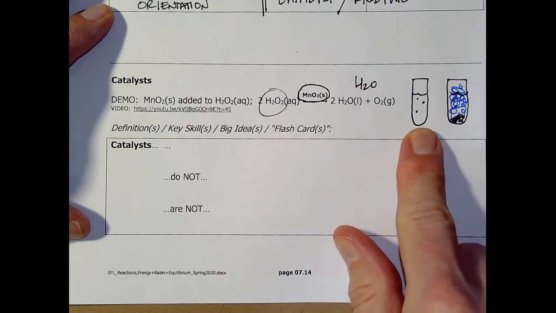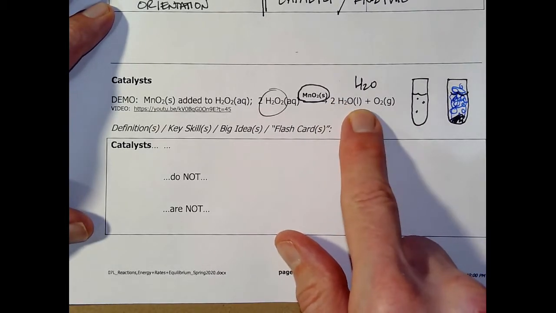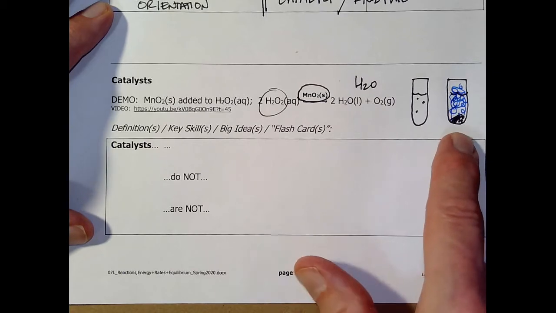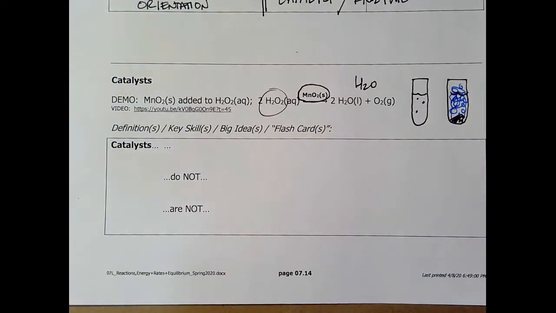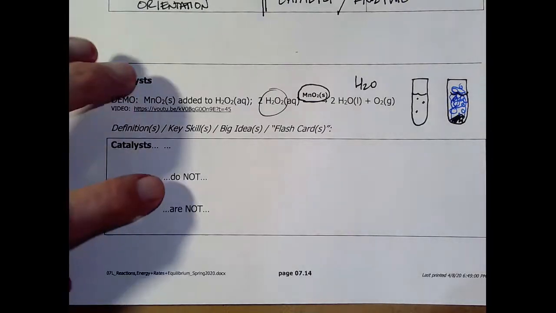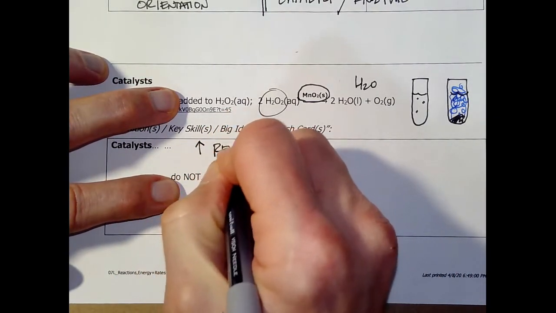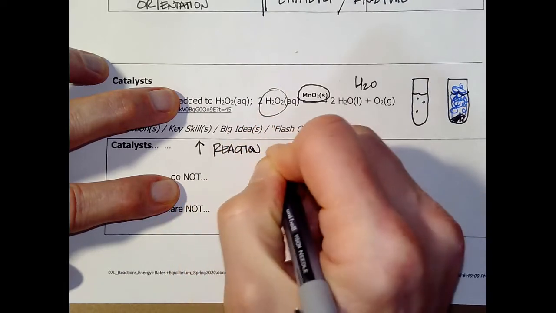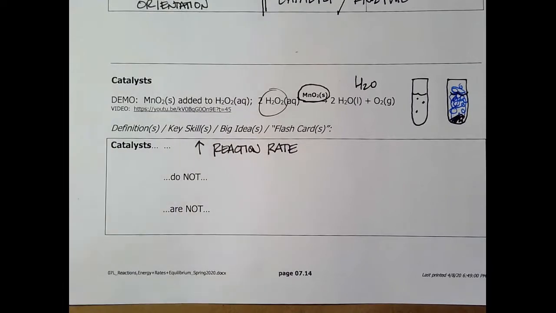So no catalyst, H2O2 slowly decomposes into oxygen and water. But you put in catalyst and it went crazy. Well, a couple things we need to note about catalyst. Catalysts increase the reaction rate. In less fancy terms, they just speed up the reaction.